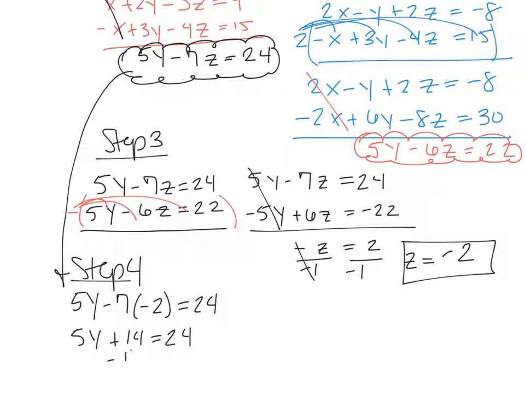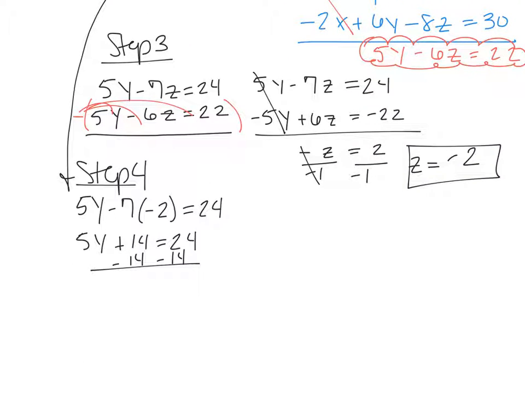I'm going to subtract 14, and I end up crossing these off and getting 5y equals 10. Dividing by 5, I get a y value of 2.